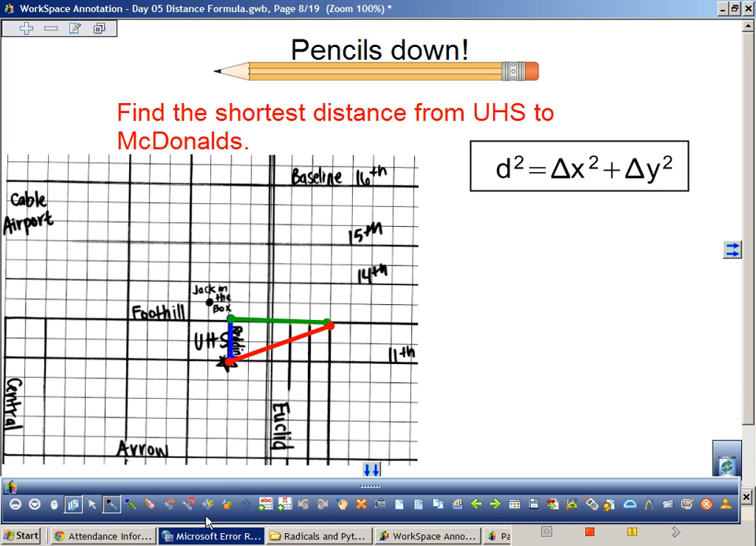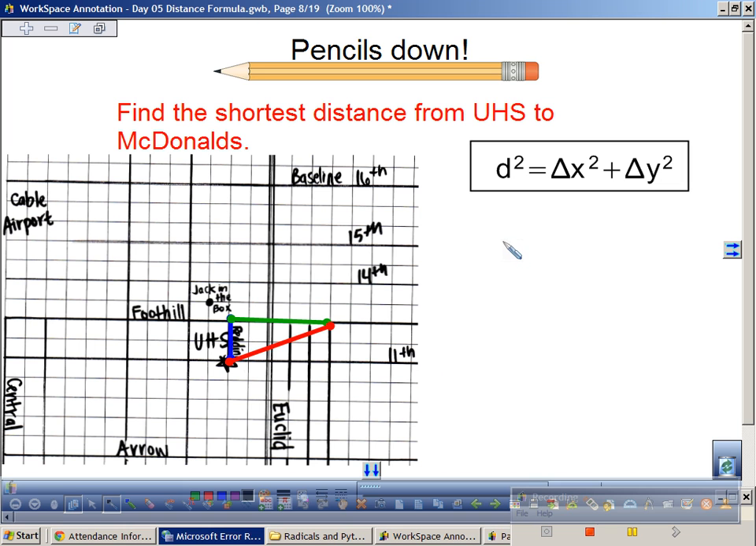How far is it from UHS to McDonald's? Okay, let's be a little mature. I'm trying to use something real life, okay, to make a point.